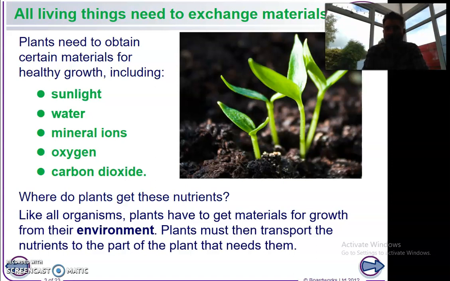Now, why do they need all these things? Well, obviously they need water and they need carbon dioxide for photosynthesis. They also need oxygen for respiration, mineral ions for those very, very small chemical reactions that take place, help them build tissue and control a lot of the chemistry that takes place. So these materials need to get around the plant. They need to get to the part of the plant where they're needed. So let's have a look at how they do that.